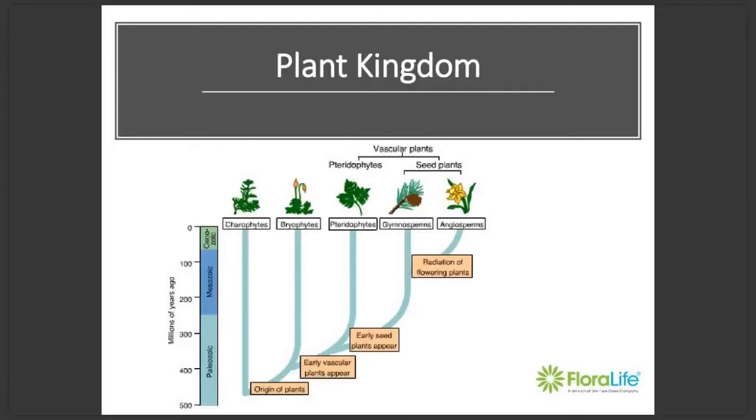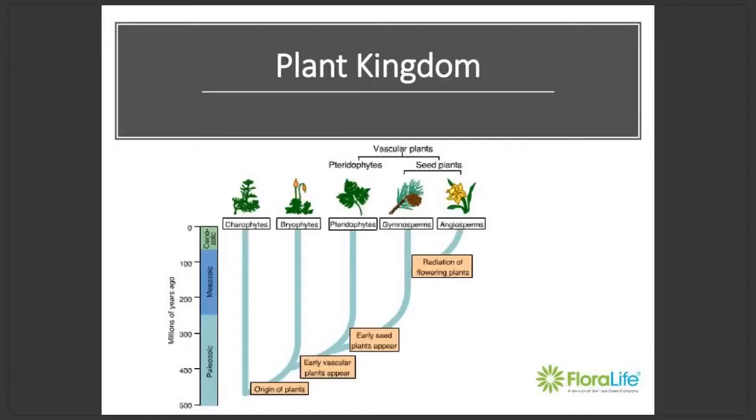Now, the last 3 groups are the vascular plants. These do have veins. And the first in the group are your pterophytes. That group contains your ferns and your horsetails. The second group are your gymnosperms. That is your conifers, your cycads, all your cone-bearing plants. And then lastly are your angiosperms, or the flowering plants.